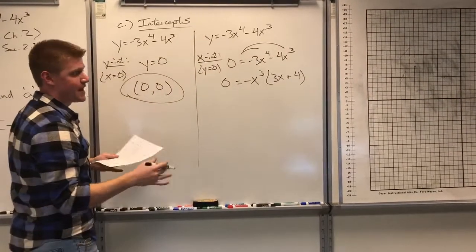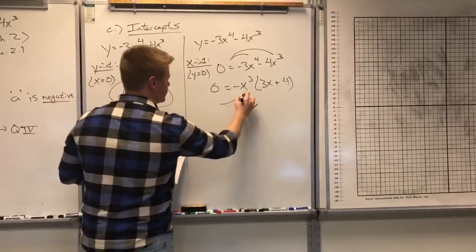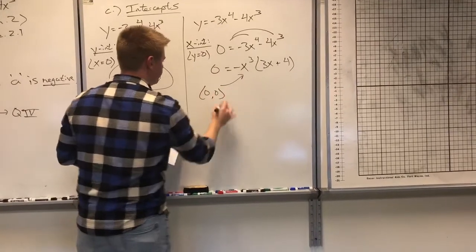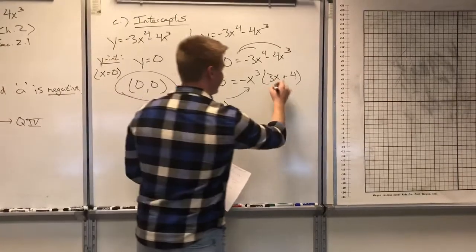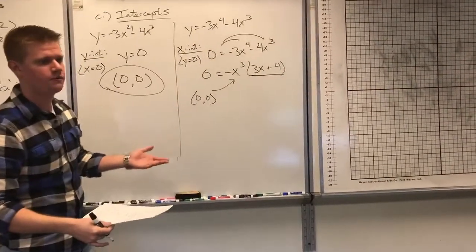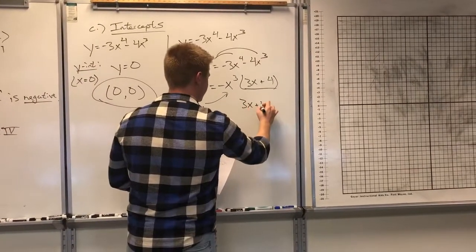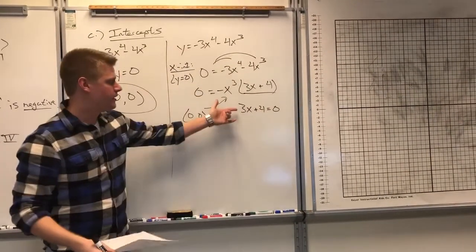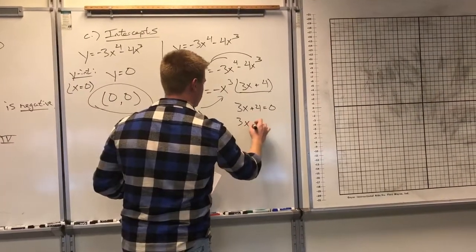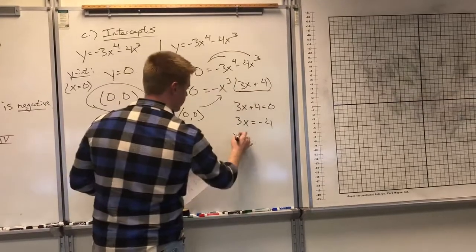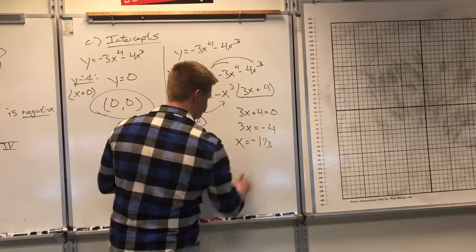So now we already kind of know one of our x-intercepts. The origin is both an x and a y-intercept, so that doesn't really give us any more information. The other thing I would do is take this factor that I'm left with. I can go no further with it, but the second x-intercept is what I get when I solve this small equation here. So I would subtract 4, divide by 3, and I would get x is equal to negative 1 and 1/3.